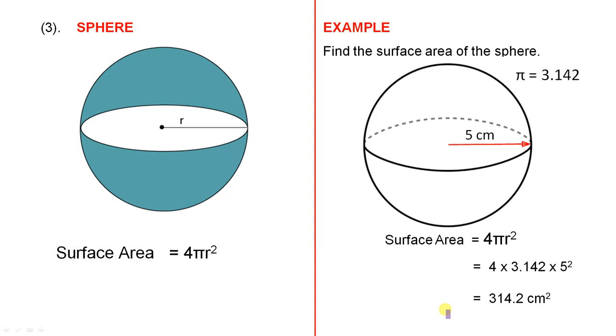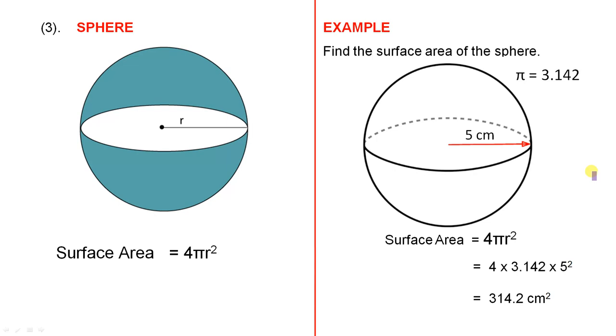Now we have a sphere. Now the surface area of the sphere is 4 pi r squared. Quite straightforward actually. All you need is the radius for the sphere, and that will give you the surface area. So if pi is 3.142, the surface area is 4 pi r squared, which gives you 314.2 square centimeters.